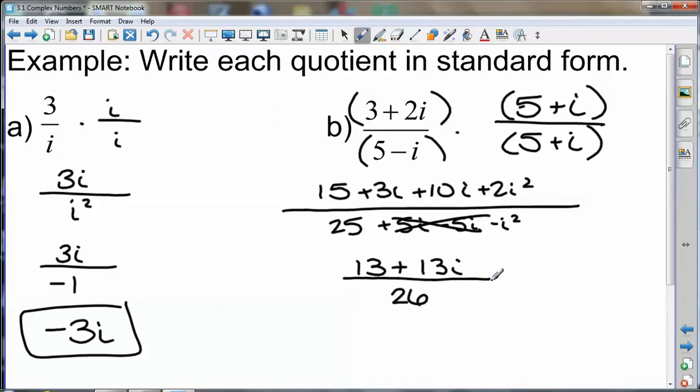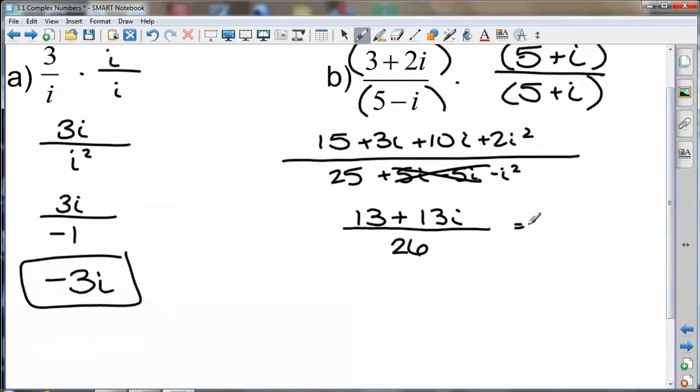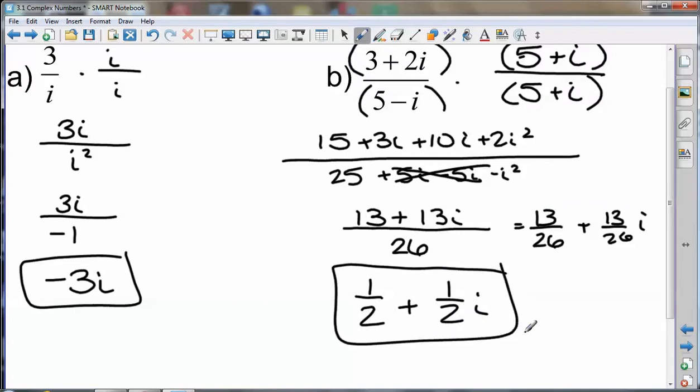We can reduce this. Now, technically, this is still not standard form because it's one big fraction. So what we are going to do is separate this and put each one over the denominator, because in standard form you separate the real and the imaginary. Then you can reduce: 13 over 26 is 1/2 plus 1/2 I, or I over 2. So in these fractions, go ahead and separate it at the end so you have A plus BI, real plus the imaginary.